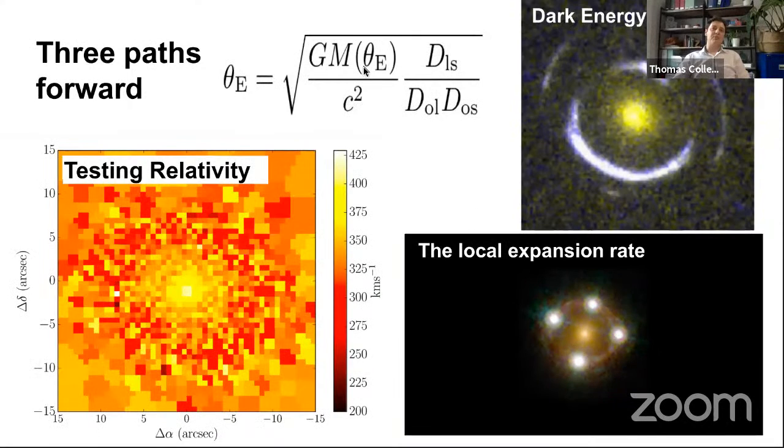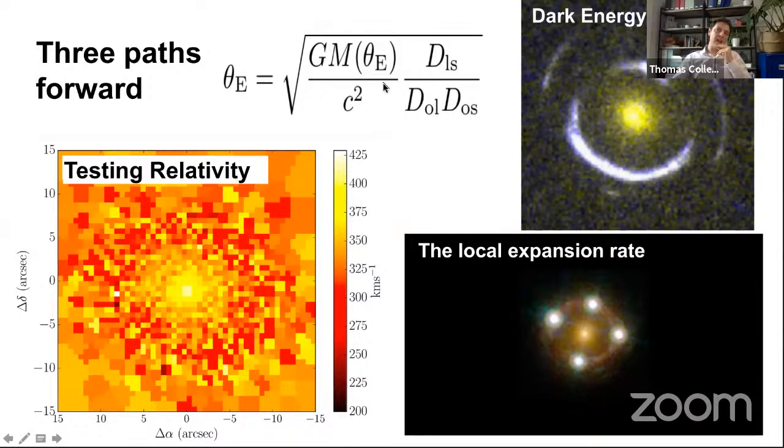So this is encapsulated here in this equation at the top for the Einstein radius. It's a function of the mass within the Einstein ring, and it's a function of 3 angular diameter distances. So if you want to learn about cosmology, you need to lift this mass distances degeneracy. And there are 3 ways forward for doing this. And I'll spend a little bit of time telling you about all of them.